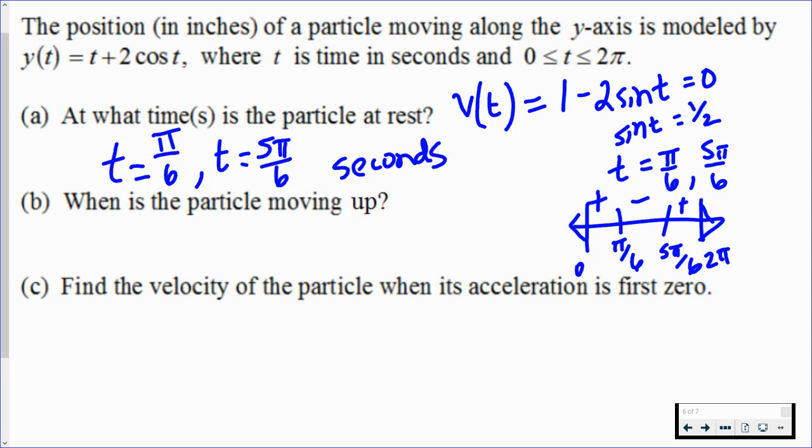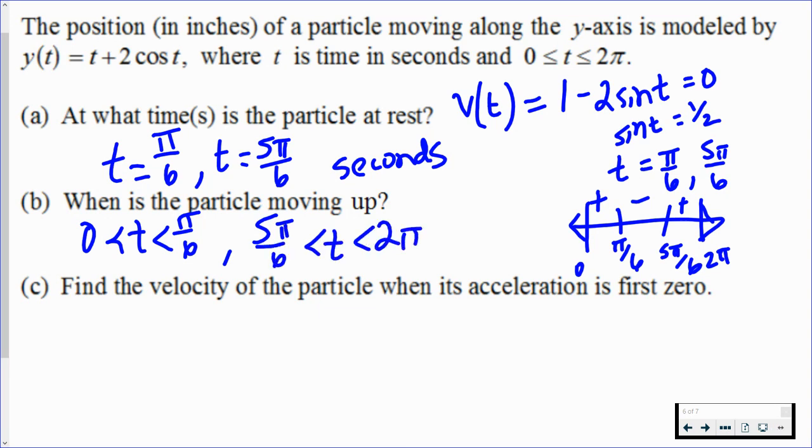All right, so when is the particle moving up? That's when the velocity is positive. So between 0 and pi over 6, and between 5 pi over 6 and 2 pi. Guys, for me, I think it's also a good reminder to put those on your number line, because that way when you go to write your intervals, you don't forget that you're starting at 0 and ending at 2 pi.